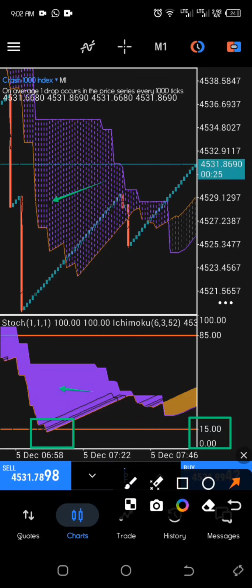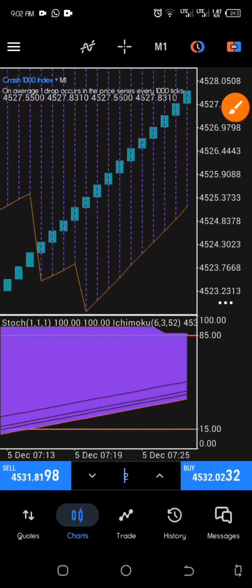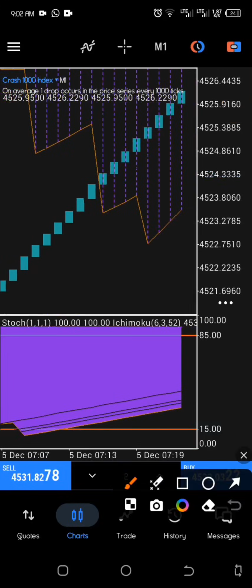Okay, so when the Ichimoku comes straight to the 15 levels of the stochastic oscillator, the next thing we wait for is to look into our main chart. Now, what do you want to see on the main chart? You want to see a candle. This is where I have to zoom so you guys can see it more clearly. You have to wait for a candle to move inside the Ichimoku colors. This is the candle that was responsible for it.